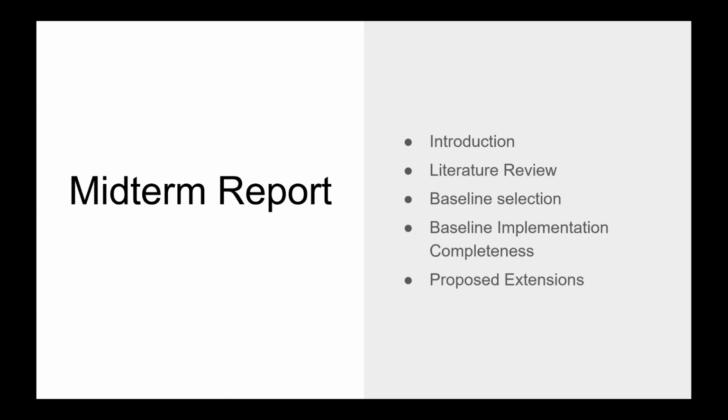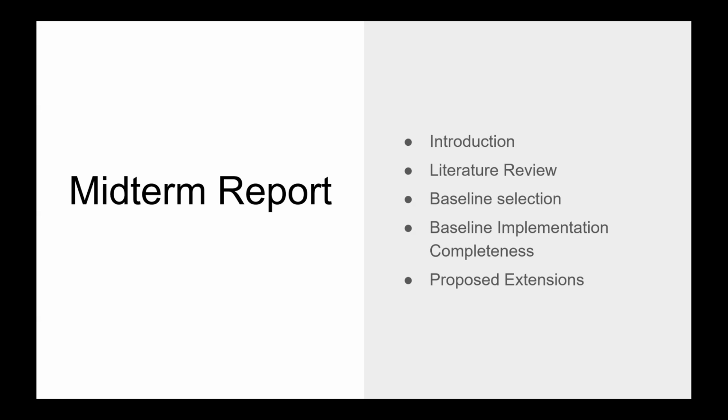And the fourth section here is called baseline implementation completeness. This actually means that you should describe your current progress of reproducing the baseline method that you selected. In other words, you should mention, have you set up the environment? Have you written the code? Have you successfully run it? Have you trained it? And have you evaluated it on your benchmark?